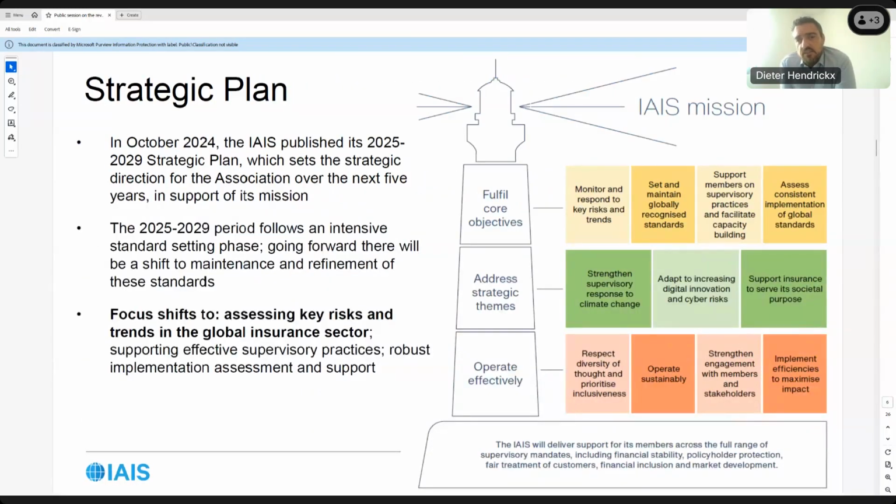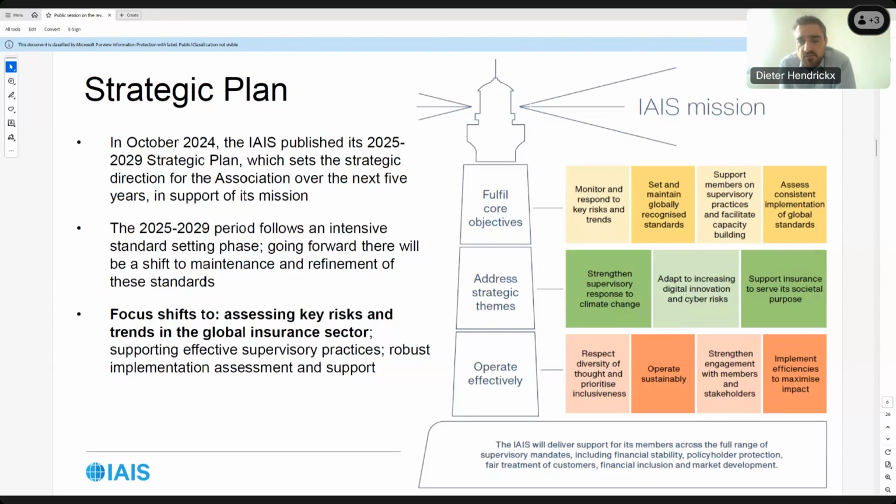This is all translated. Some of you may already know the details of this in our new strategic plan going forward for the period 2025-2029. The details are depicted on the right. I can tell you that the monitoring and the response of the global supervisory community to the key risks and trends is still highlighted as one of the 4 core objectives of the IIS.